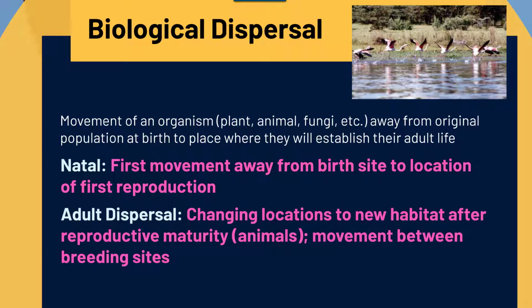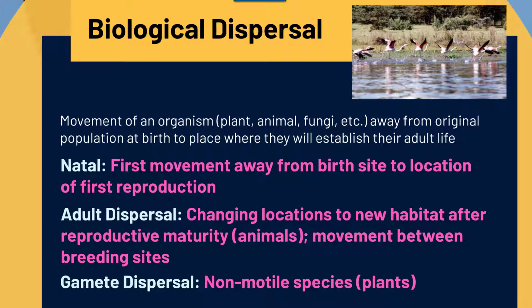And then beyond that, there is adult dispersal, where there's going to be a changing of locations to new habitats after this period of reproductive maturity, which might be in between different reproductive periods and may also be representative of movement between breeding sites. Finally, we have gamete dispersal, which is the term used to describe dispersal for non-motile species such as plants.